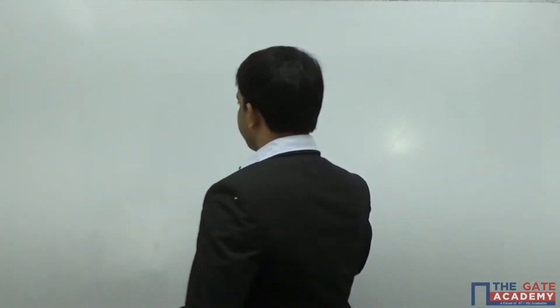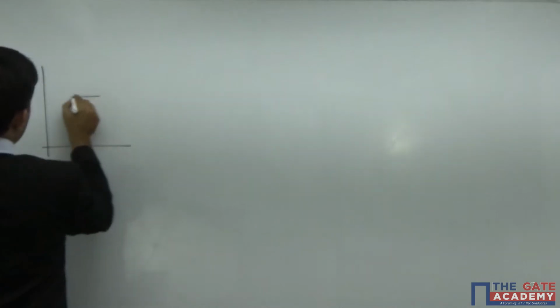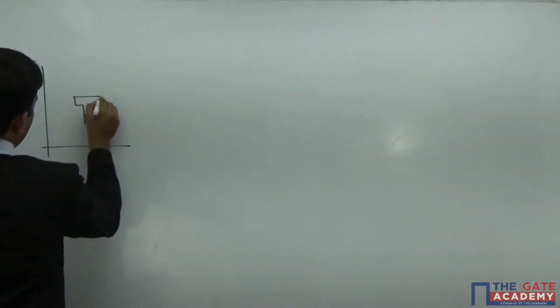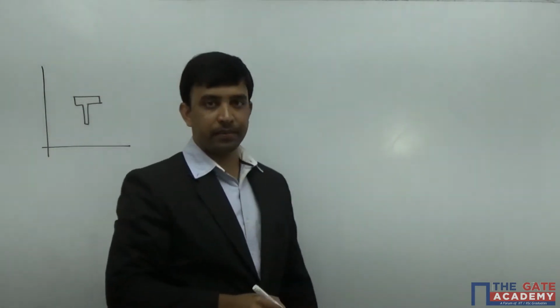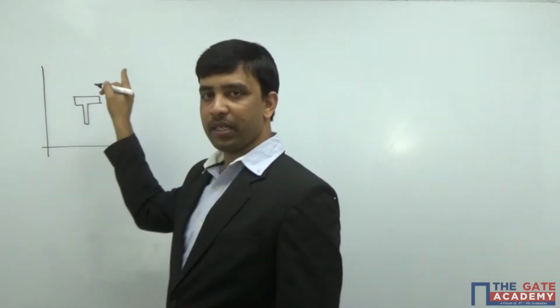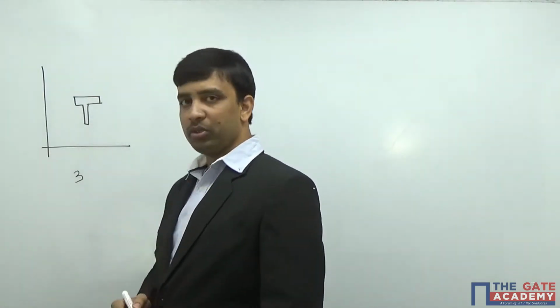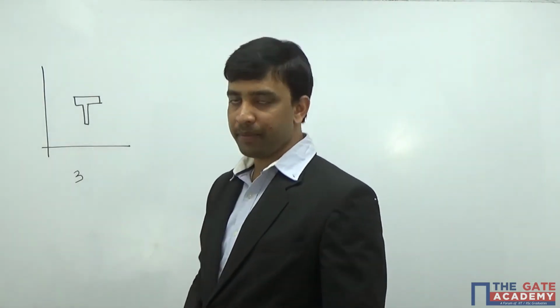Now if you see here, if I take a system like this, so this is my system. What is the degrees of freedom for this system? If you see this system, I can move this t in x direction, I can move the t in y direction, I can rotate t. So I can say there are 3 independent relative motions. So I can say degrees of freedom for this system is 3.